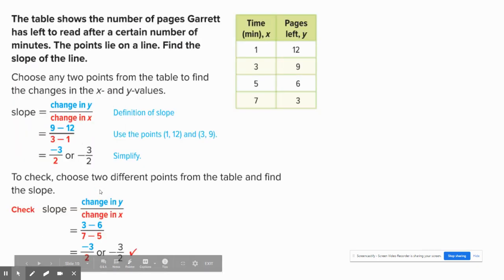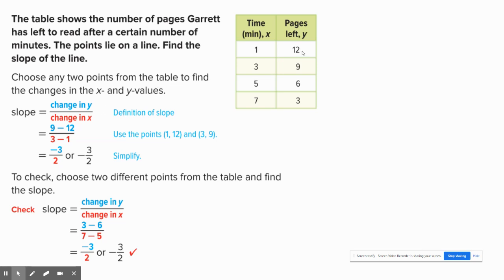So we've looked at words. We've looked at a graph. Now we have a table. And slope defined on the table is the change in y over the change in x. Once again, it's y over x, and this time we're going to call it the change in y over the change in x. Sometimes you see a little triangle. Delta y, delta x means change. We'll see that a little later.